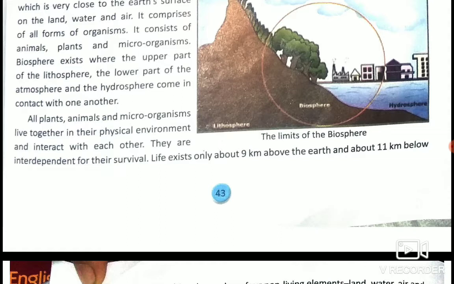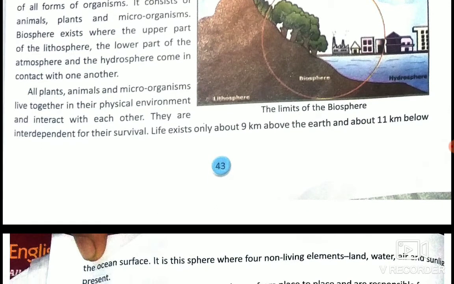Now, varieties of plants are found in different parts of the land. We do not find the same plant species everywhere. In the desert, cactus is very popular; on fertile land, a number of crops are grown. Same like animals also. Some animals live in polar regions. Some animals are habituated to desert regions. So all these living beings live together in different physical environments, that is land, water, air, and they interact with each other.